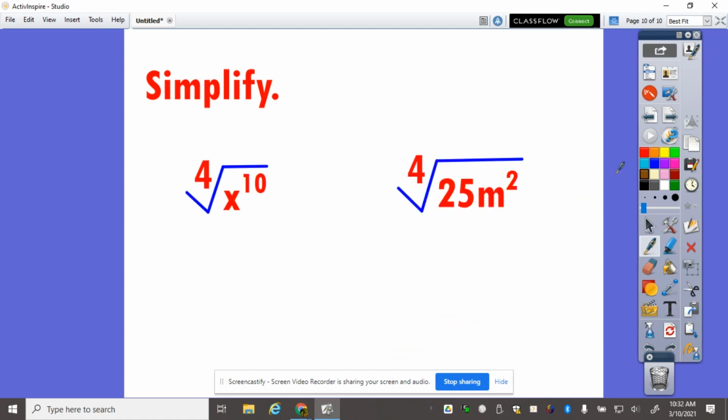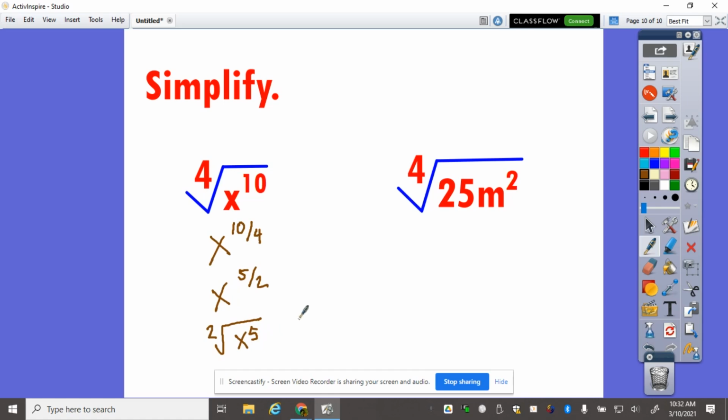Okay? Fourth root of x to the 10th power. Again, we will convert this one into exponential form, x to the 10 over 4. We can simplify 10 over 4. That gives us 5 halves. And then we're going to put it back to radical form. This will give us square root of x to the 5th power.